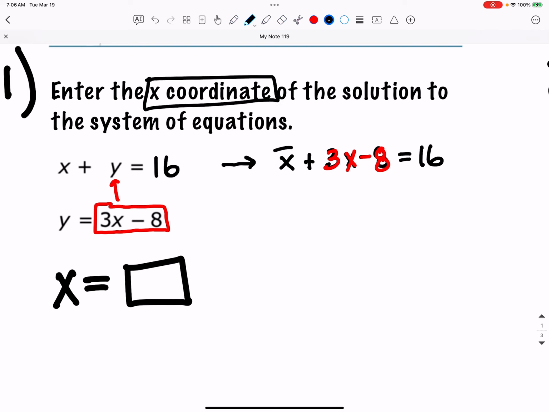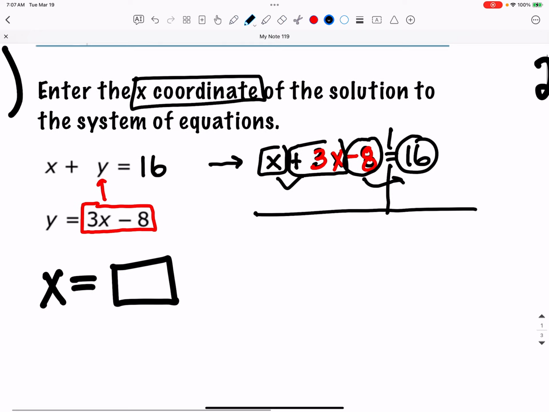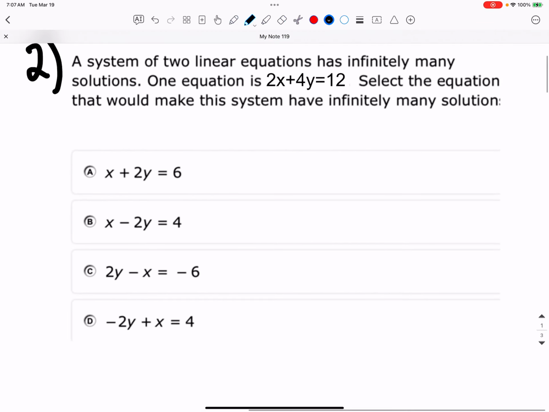So make your teams. Combine the like terms, this has to go over there, and then solve what the equation will be, or solve what the x is. Number 2. All right.